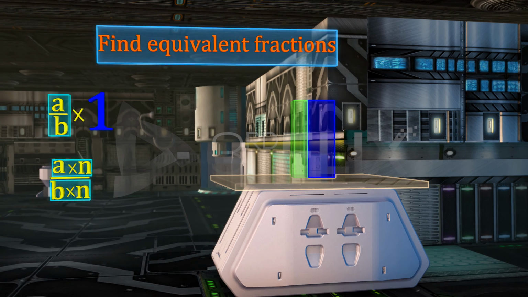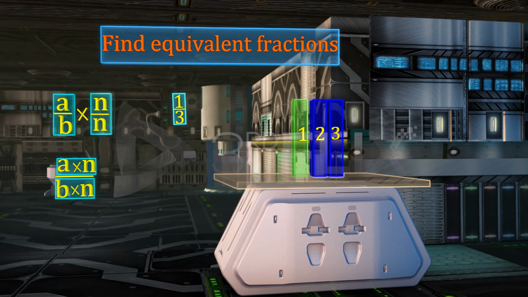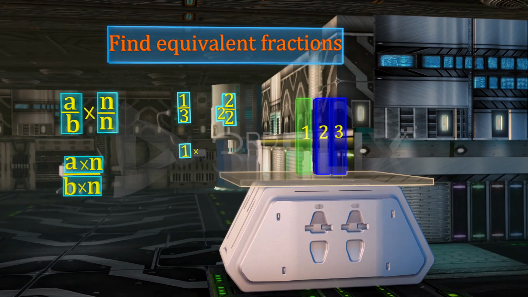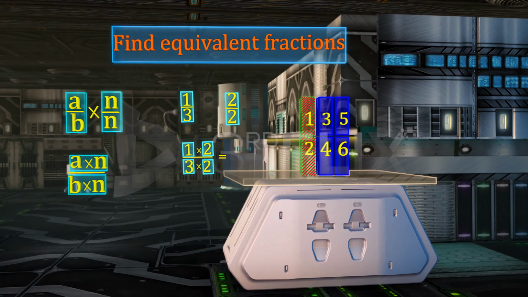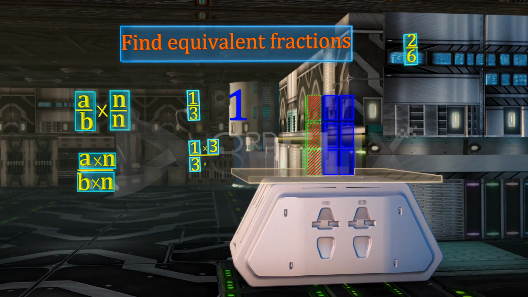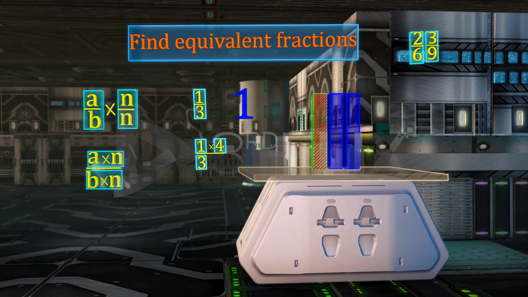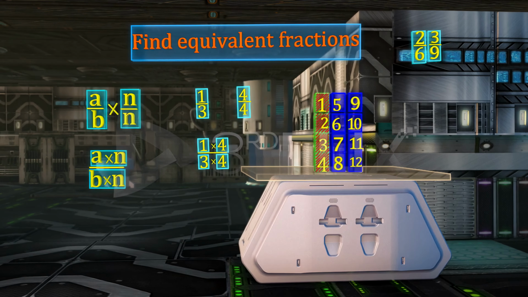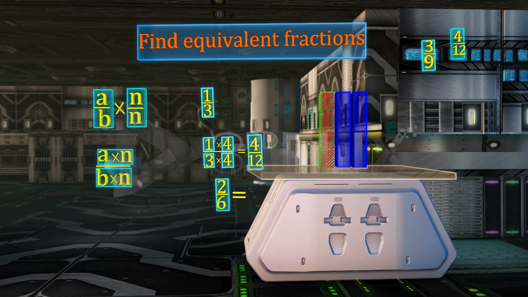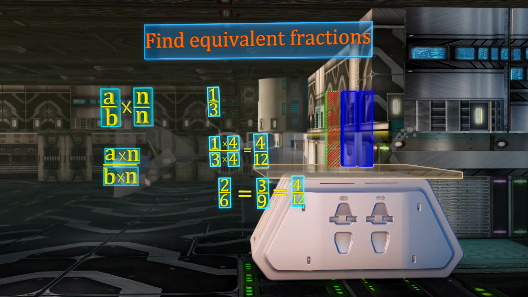the same non-zero number. For example, to get equivalent fractions of 1 by 3: 1 multiplied by 2 by 3 multiplied by 2 is equal to 2 by 6. Similarly, 1 multiplied by 3 by 3 multiplied by 3 is equal to 3 by 9. 1 multiplied by 4 by 3 multiplied by 4 is equal to 4 by 12. 2 by 6, 3 by 9, 4 by 12 are equivalent fractions of 1 by 3.